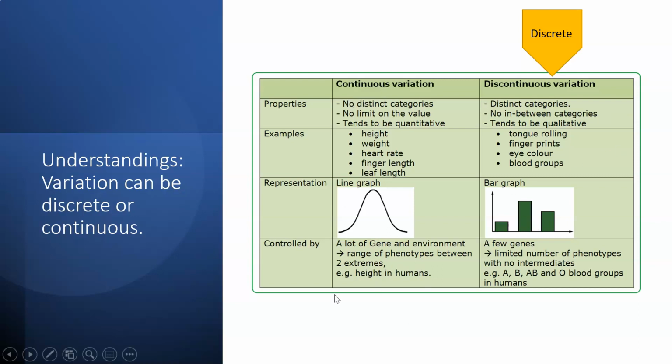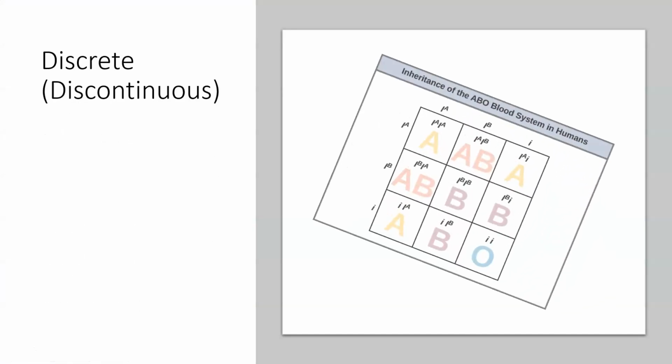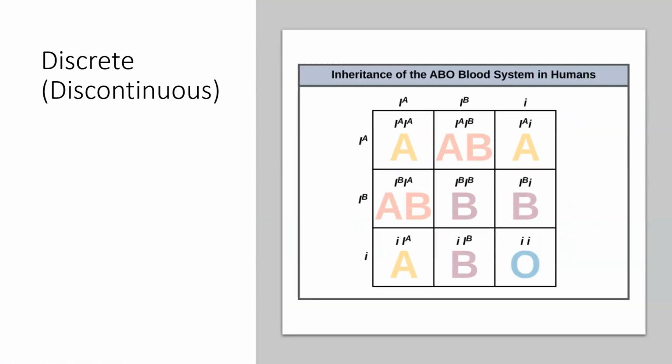So with continuous variation, there are a lot of gene and environmental impacts. Whereas with discrete variation, there are only a few genes, and there's a limited number of phenotypes. Our example of discrete would be blood groups. That's what we've looked at. It's distinctive. Your blood group is your blood group. You can't measure it and say, I am 25% O today and tomorrow I am 26% O. You're either one blood group or the other.